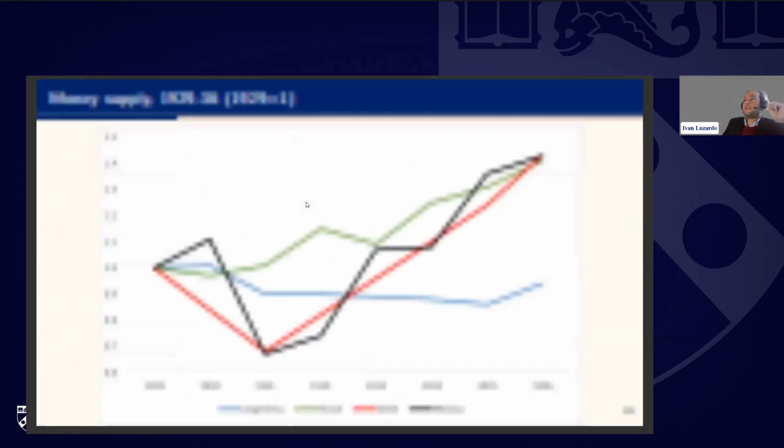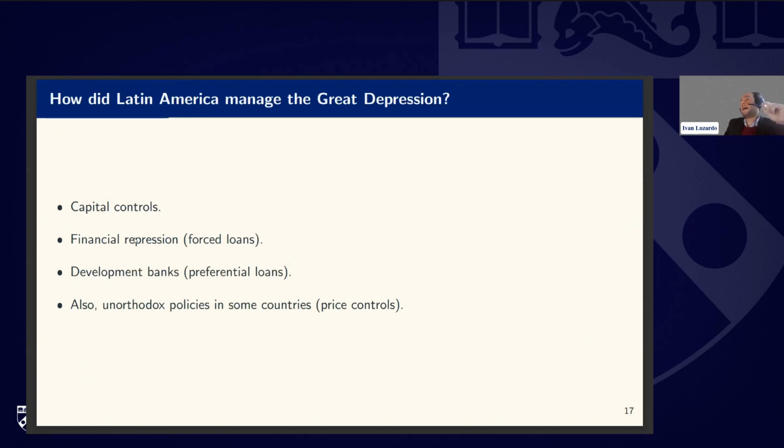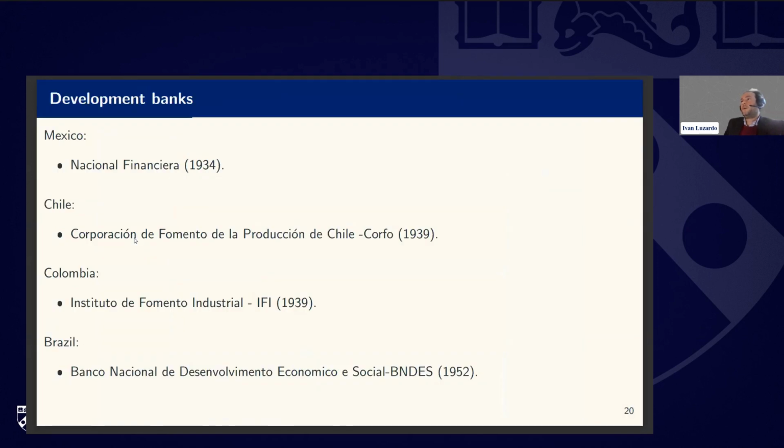Also, in this line of financial repression and a higher level of intervention on the financial sector, we will see the rise and the consolidation of development banks in Latin America. We will see, for instance, the foundation of Nacional Financiera in the case of Mexico in the early 30s. This kind of development banking started to be more popular across the whole continent. In the case of Chile, you have Corfo in 1939, similar to the Instituto de Fomento Industrial in the case of Colombia, and after the Second World War, Banco Nacional de Desenvolvimento Econômico e Social in the case of Brazil.